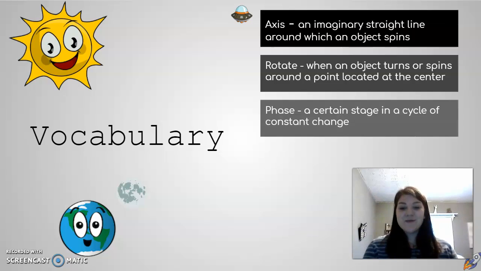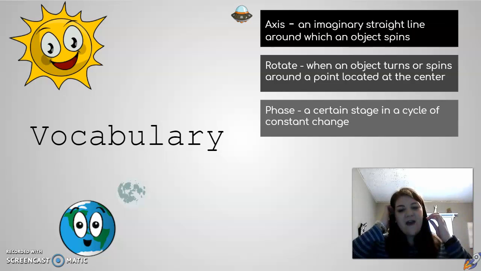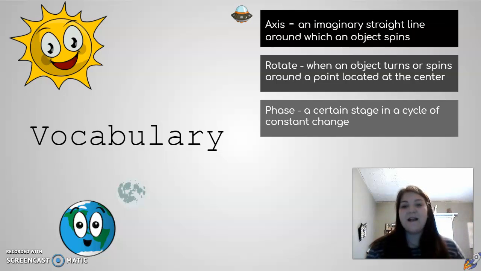All right, the next word is going to be phase. So when we think of phase, we think about different phases of the moon. We'll talk about that once we get started in our lesson after our vocabulary. And then, so a phase is a certain stage in a cycle of constant change.